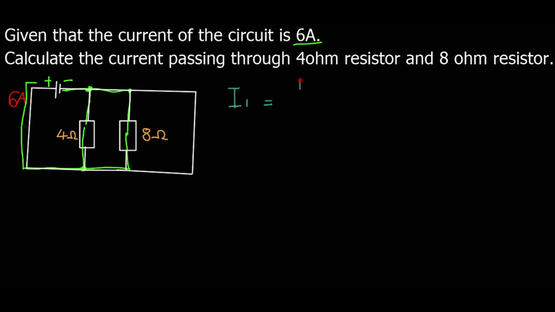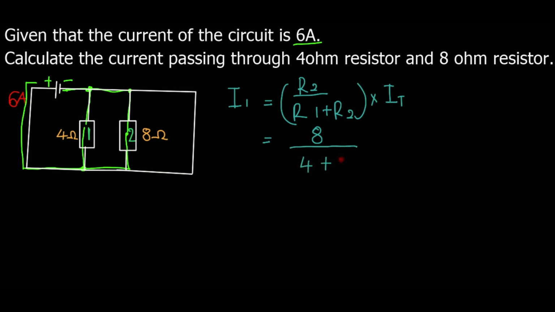To find I1, we say I1 is equal to R2 over R1 plus R2, times I total. Let's say this resistor is resistor 1 and this one is resistor 2. So finding I1, R2 will be 8 and R1 is 4. So we have 4 plus 8, and our I total is 6. Therefore 8 divided by 4 plus 8 is 12, and times 6 it will be 4.